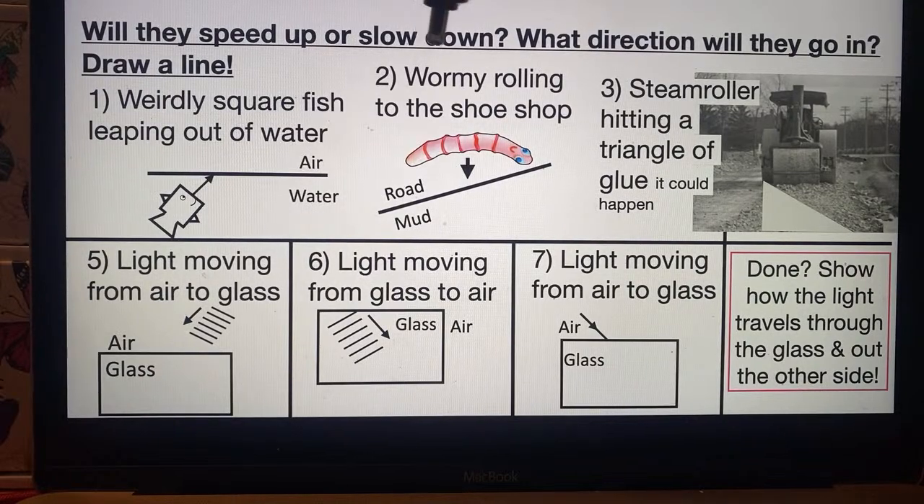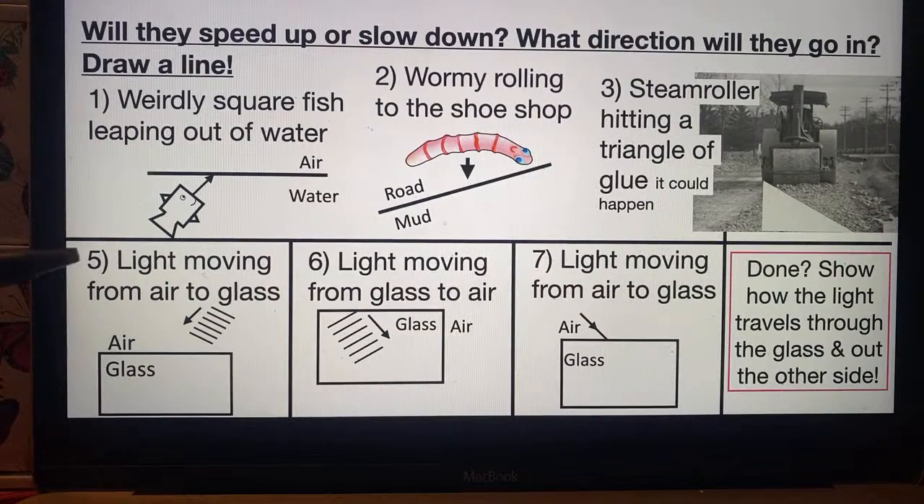Number two, Wormy, Theatre of Science mascot Wormy, rolling to the shoe shop. So she's more or less in a straight line. Her head's at the right, her tail's at the left. There's some mud running from the bottom left of the screen up to the top right of the screen. She's about to hit the mud with her head. Is she going to speed up or slow down? What direction is she going to go in? A steamroller, it could happen, hitting a triangle of glue. What direction is that steamroller going to go in?